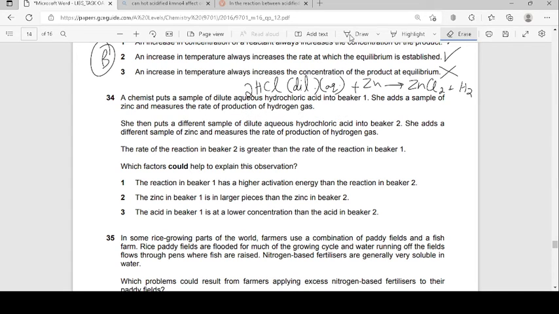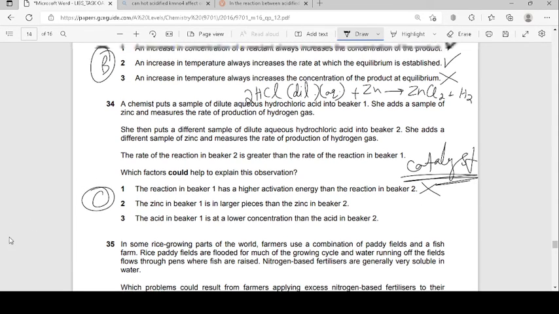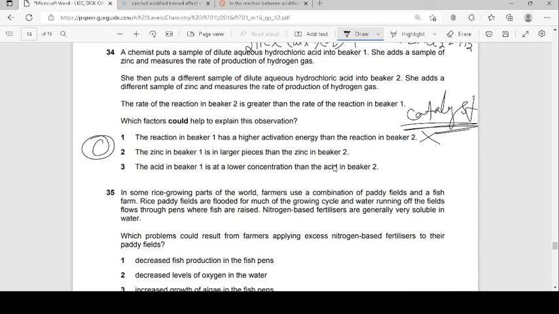Now, the rate of the reaction in beaker 2 is greater than the rate of reaction in beaker 1. Very interesting. Now, what factors could help us make this observation? The reaction in beaker 1 has a higher activation energy than the reaction in beaker 2. I don't remember any mention in this question of activation energy being different. Activation energy will be different if you've added a catalyst, and no catalyst was added, right? They never mentioned a catalyst at all. So I would say that the answer is maybe C, because 2 and 3 are right. So 1 is wrong, but let's just check it out.